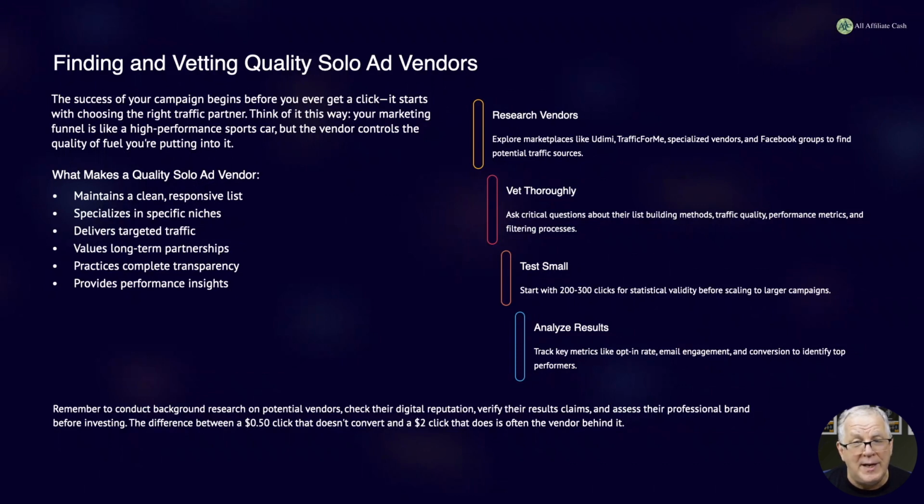Second, vet thoroughly. Ask critical questions about their list-building methods, traffic quality, performance metrics, and filtering processes. Don't be afraid to dig deep here. Third, test small. Start with 200 to 300 clicks for statistical validity before scaling to larger campaigns. This protects your budget while you gather data. Fourth, analyze results. Track key metrics like opt-in rate, email engagement, and conversion to identify top performers.